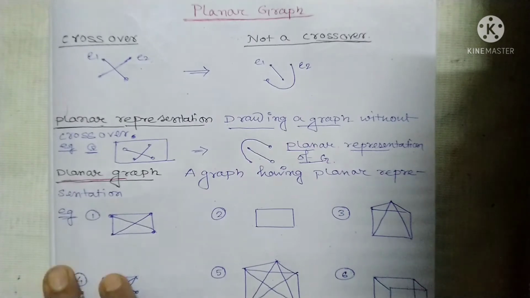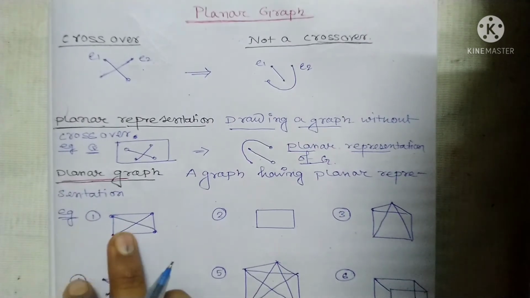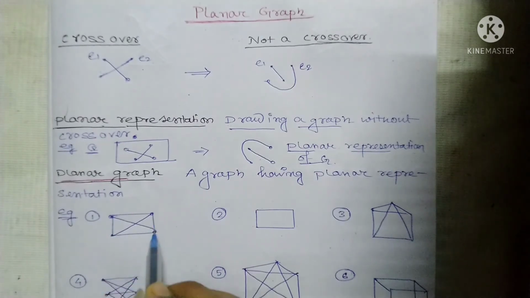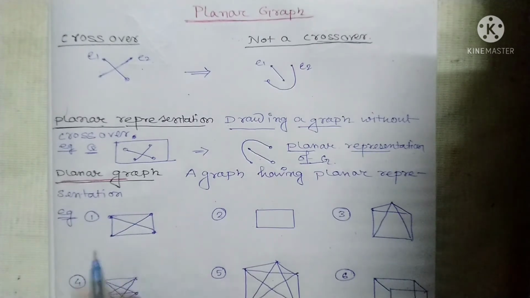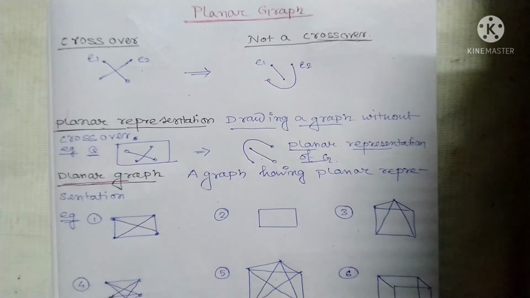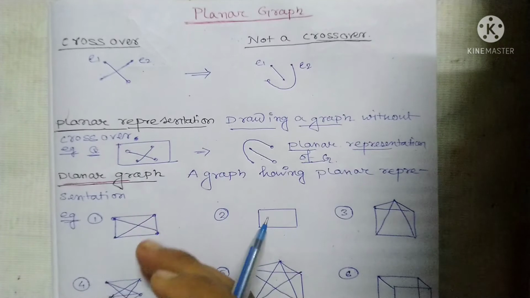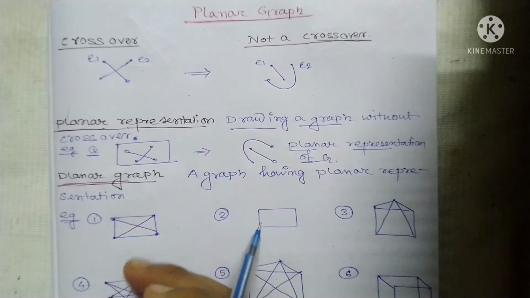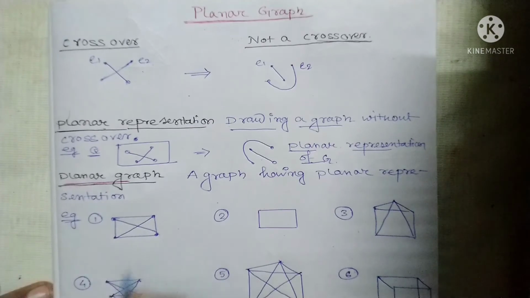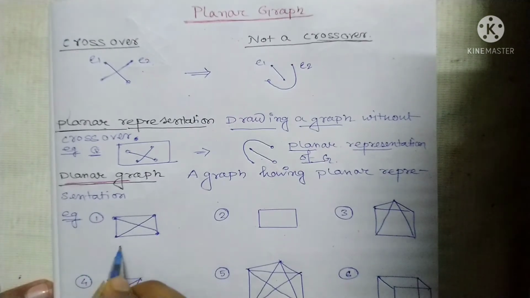Okay, let's start with example 1. You can see these are the 4 vertices, 1 2 3 4, and these are the 6 edges, and you can see there is a crossover over here. So this is not a planar representation, but we cannot yet say whether the graph is planar or not. So let's see if we can draw this graph without any crossover. Let's see what is the planar representation of this.